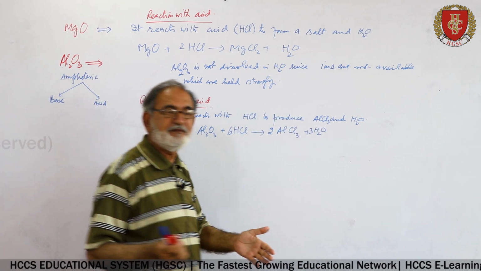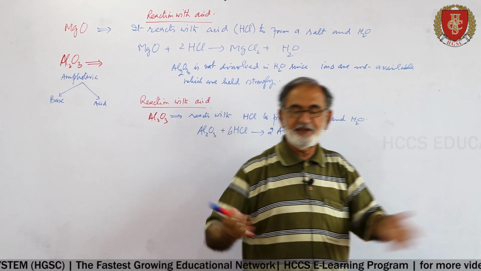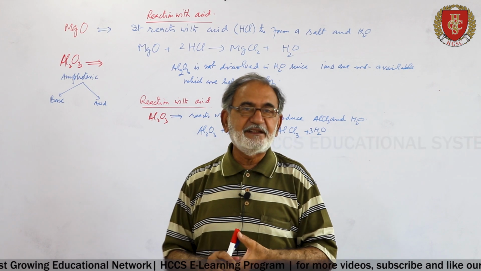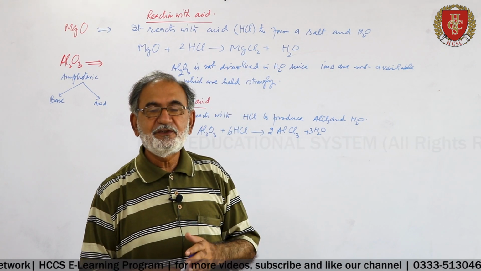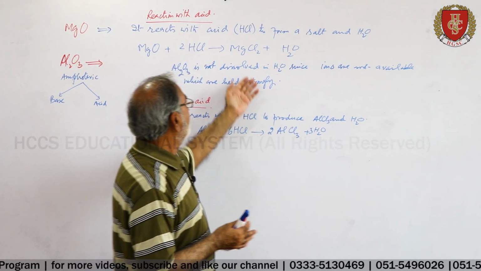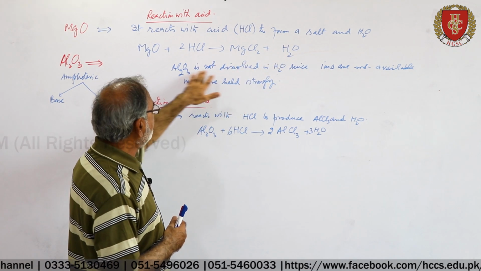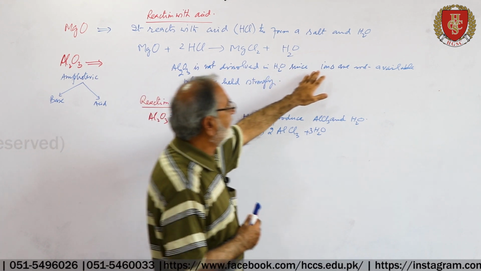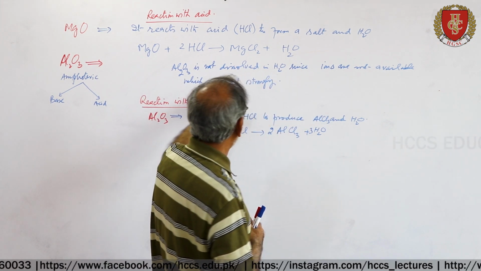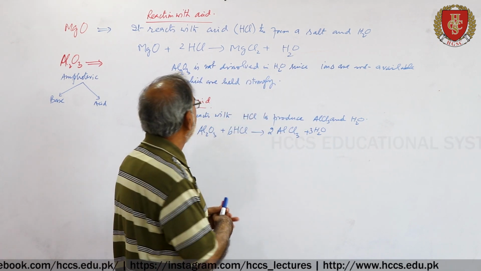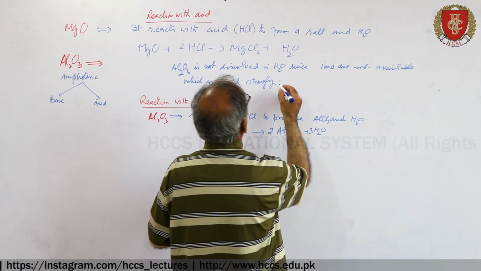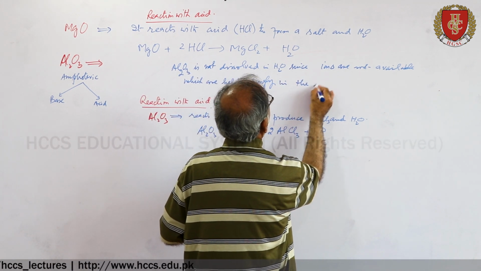जैसे न्यूट्रलाइजेशन रिएक्शन आपने पढ़ा हुआ है कि जब भी कोई एसिड और बेस आपस में रिएक्ट करते हैं, they are neutralized together to produce salt and water. So here the salt is magnesium chloride and this is water. This is not dissolved in water since ions are not available which are held strongly in the lattice.